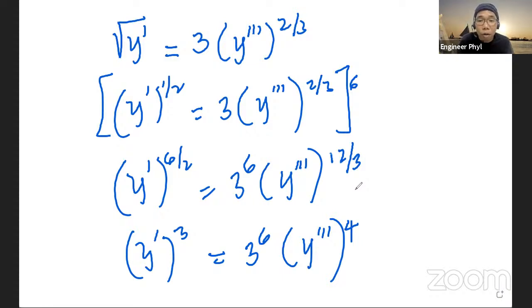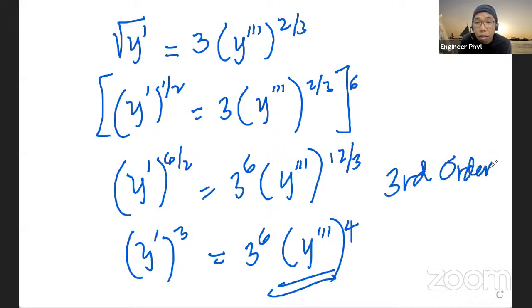So why 4th degree? Take a look at the highest derivative. It's the third derivative, and the exponent of this third derivative, or the power of this derivative, is 4. So we can say this is a third order differential equation, 4th degree.